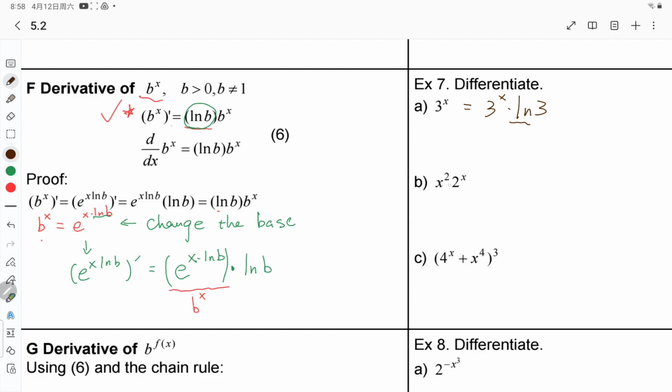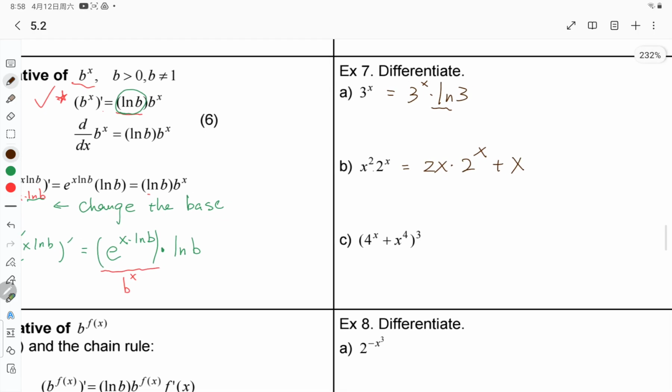And this is just the product rule, okay? If you forgot the product rule, we differentiate the first one, 2x times 2 to the x, and then plus x squared times, this is 2 to the x times ln 2, okay? You should write it down, verify it with me. So this is comfortable, right? I would say very easy, very comfortable question.